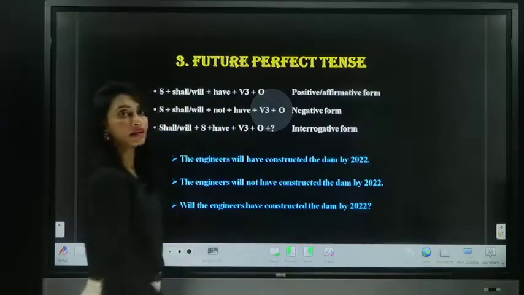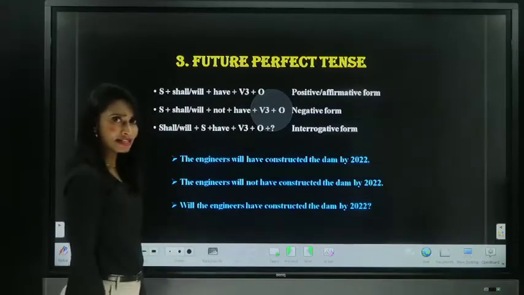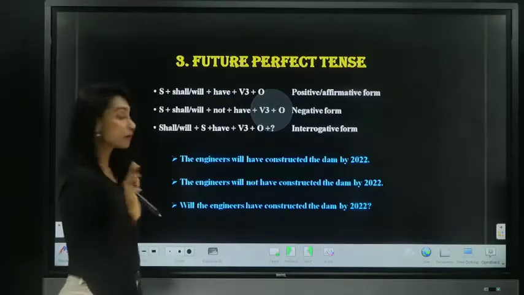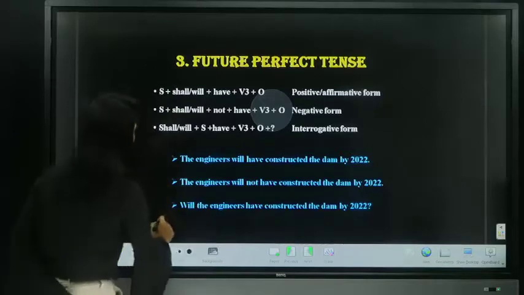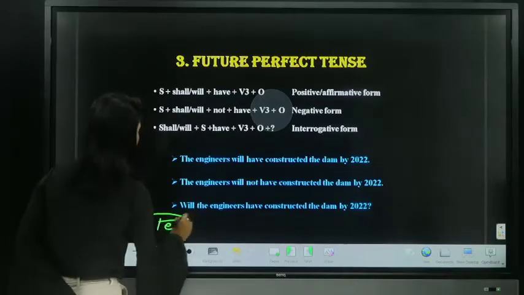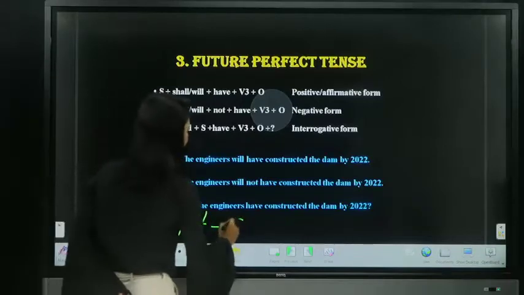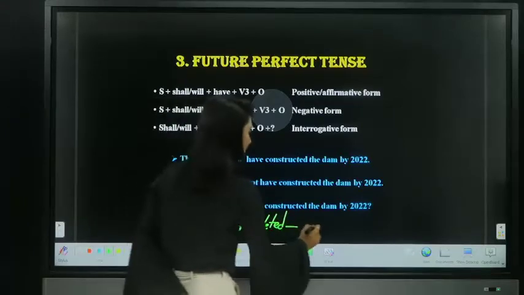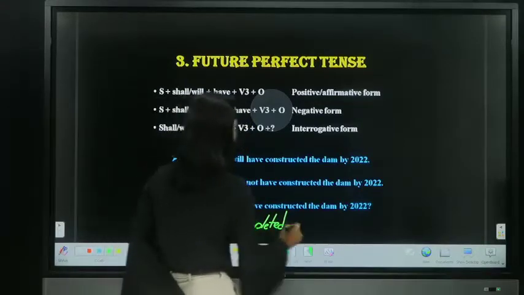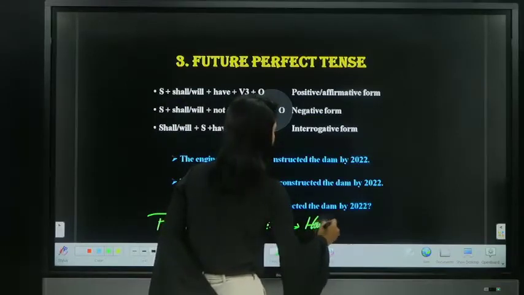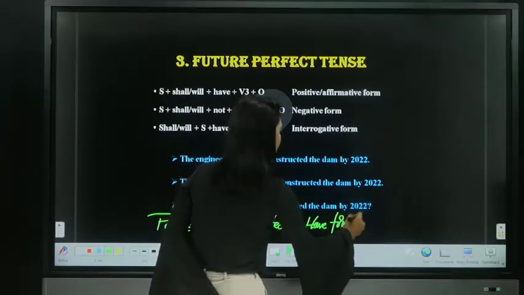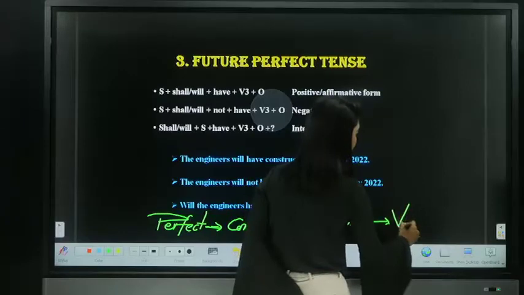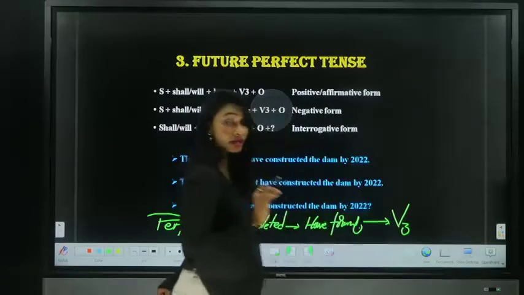Future perfect tense. Remember that, right? Perfect means completed. So that one should be remembered. You should never forget the formula which we have given. So we discussed yesterday that the word perfect means completed. Completed means what we have to use? Have forms. Completed means we have to use have forms. Have forms means they should be followed by V3. So this one must be remembered.